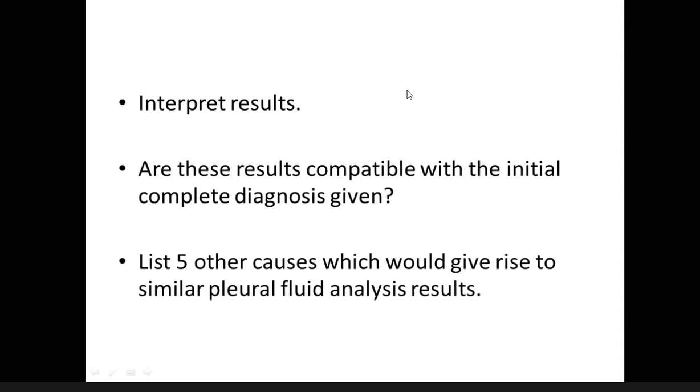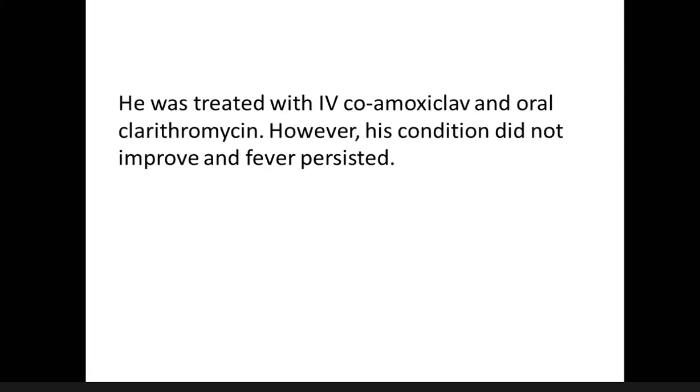Now this patient was treated with IV co-amoxiclav and oral clarithromycin. So this is normally how we treat pneumonias. However, his condition did not improve and fever was persistent. So then what am I going to do now?